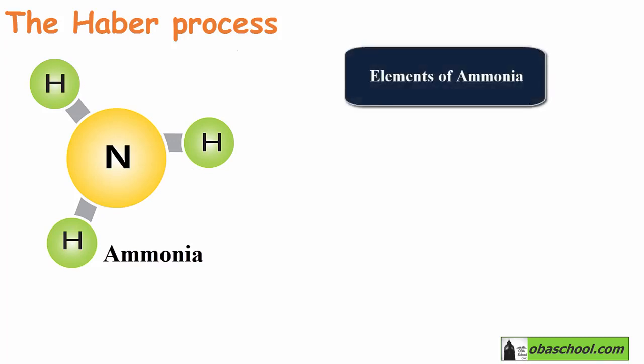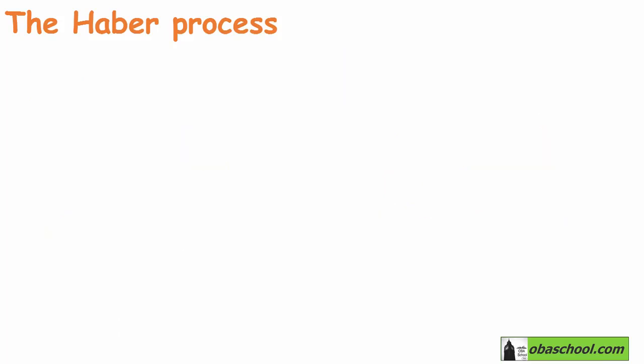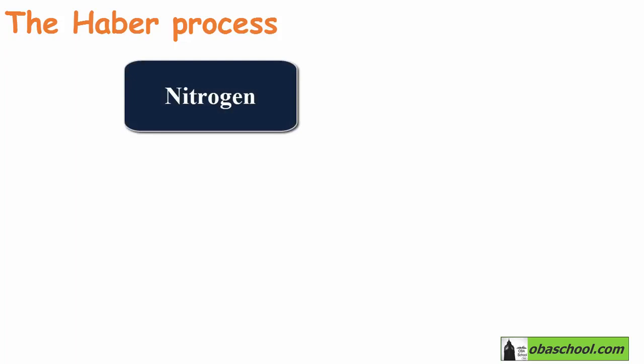The elements of ammonia are nitrogen and hydrogen, and this was about 100 years ago. So the Haber process describes how we can produce ammonia, NH3, starting from nitrogen and hydrogen. And this process is extremely important because ammonia has many different uses, and the most important use of ammonia is to make fertilizers.